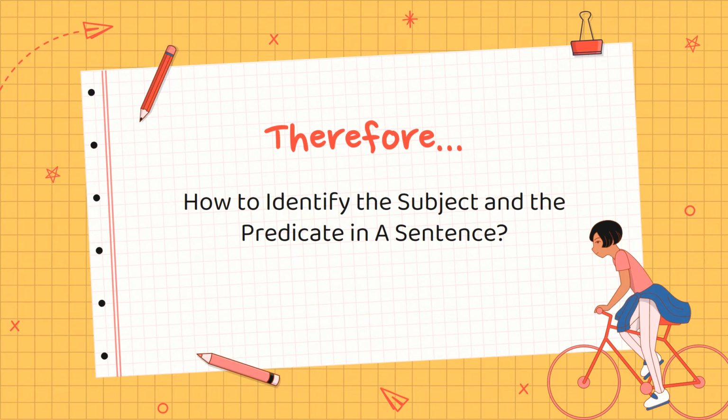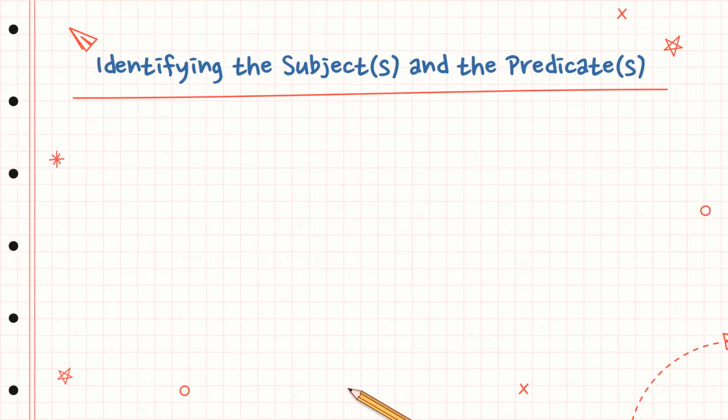Therefore, how to identify the subject and the predicate in a sentence? There are three steps that can be used to identify the subject and the predicate in a sentence. First, check the finite verb. You need to check which verb assigns the inflection form of the tenses and is in agreement with the subject.